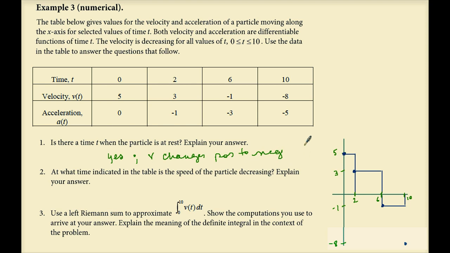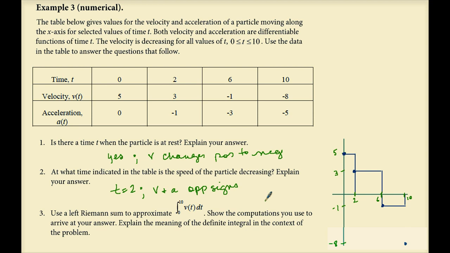At what time indicated in the table is the speed of the particle decreasing? And explain your answer. Well, we learned earlier in this video that speed is decreasing when velocity and acceleration have opposite signs. So notice there's one time in the table where that's occurring, at time t equals 2. And so we would say at t equals 2, why? Velocity and acceleration have opposite signs.